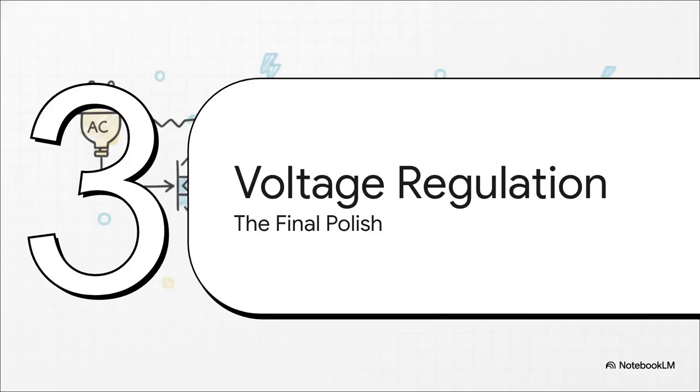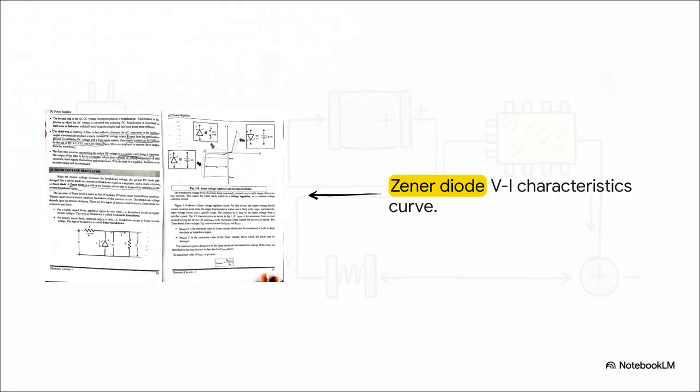Section 3. Voltage Regulation, the final polish. So our power is finally smooth. But we aren't quite done. Because even with smooth power, surges from your power company can still cause your voltage to drift dangerously up or down. We need a hard lock on that voltage. Enter the Zener diode. Now, standard diodes are destroyed if you push current through them backwards.